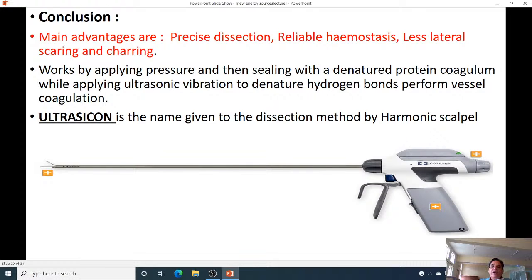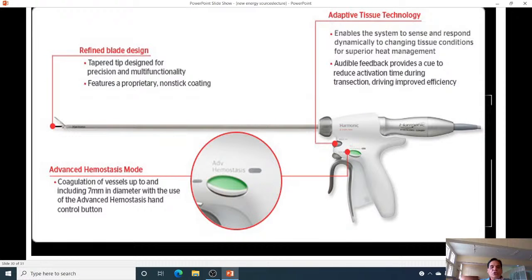In conclusion, it gives precise dissection, reliable hemostasis, and less lateral scarring. Ultracision is the name. And here is the instrument where everything is happening at the tip. This is an Ultracision guide. So this is how the details look. Refined blade design is there.